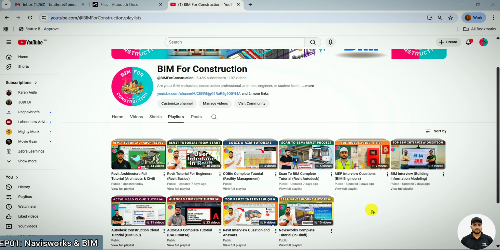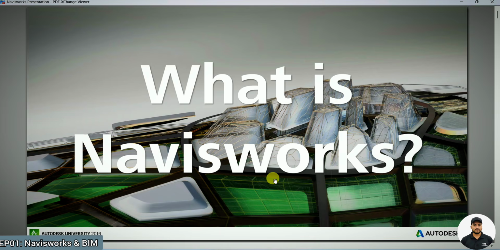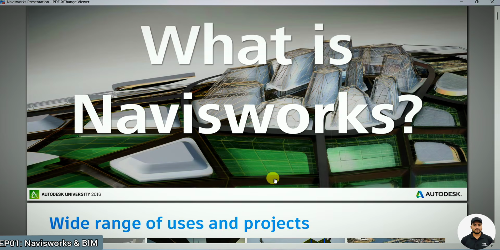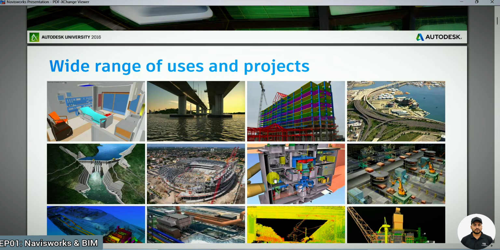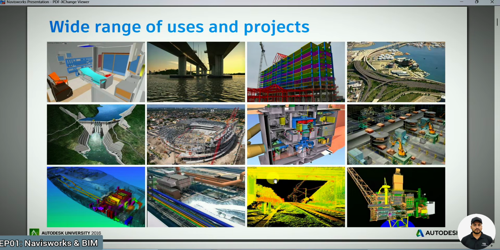So for the first tutorial, episode 1, we will be discussing what the connection is between Navisworks and BIM. So let's start. For that, I already have one PPT, as you can see here. We will be defining the connection between the Navisworks software and how it is useful for the BIM field. Whenever we are working on 3D models like Revit or Civil 3D, or if you have done it in AutoCAD MEP, then we have a 3D model.